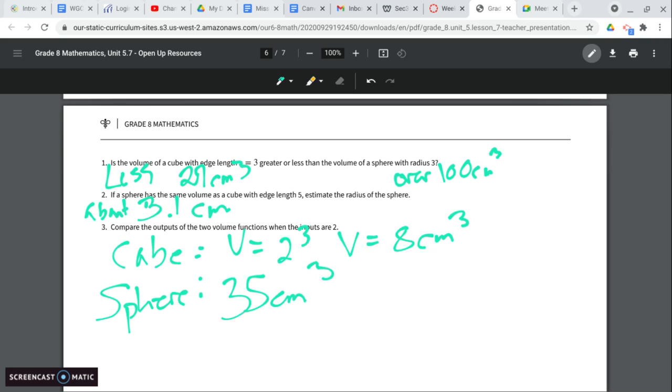So lots of comparing here, looking at more than one function or more than one representation of a function, and then being able to determine different things about those. So compare is your key word for this lesson, compare.